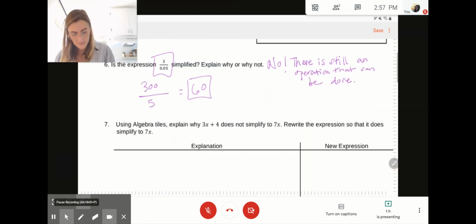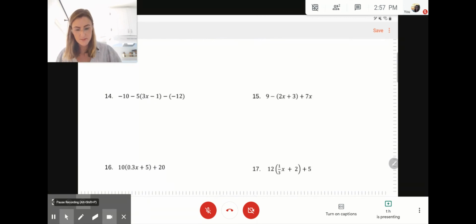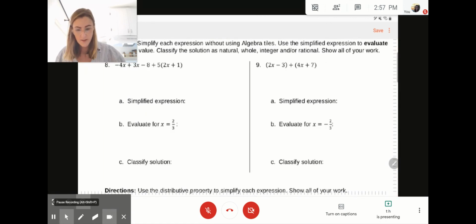We are actually going to skip number 7 because we're not going to use algebra tiles in this one. And for 8 and 9, it says simplify each expression without using algebra tiles. Use the simplified expression to evaluate for the given value and classify as a natural, whole, integer, or rational. You can also classify as more than one.